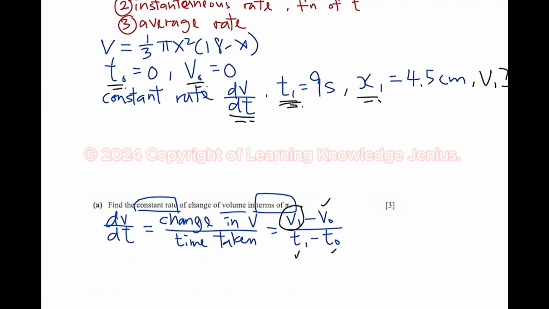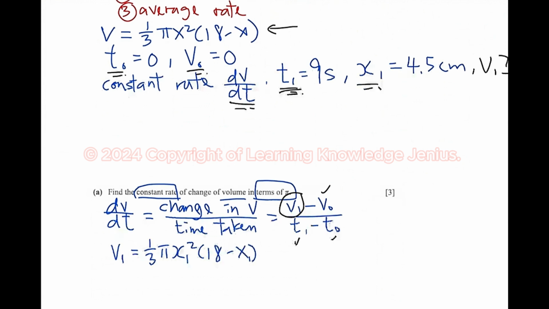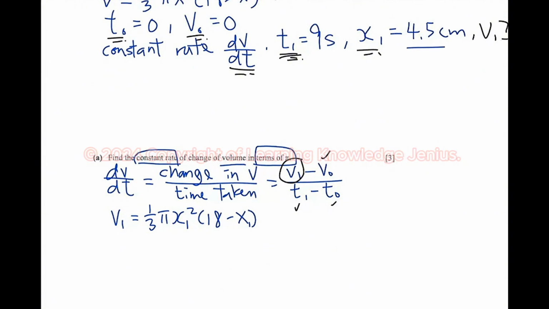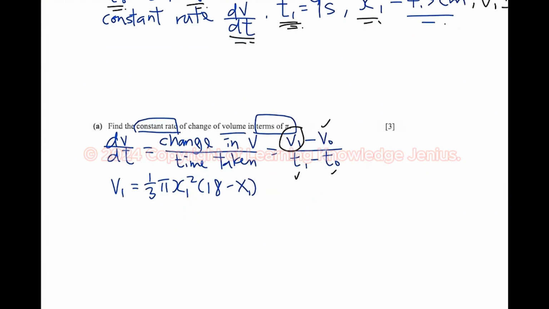So okay, how to find it? Do you remember we have this formula? Yeah, so we can apply it. So to find V1, we can apply the equation. V1 is equal to 1/3 pi. Okay, so you sub the x1 in. The x1 we have is 4.5. So you can sub the 4.5 into it.